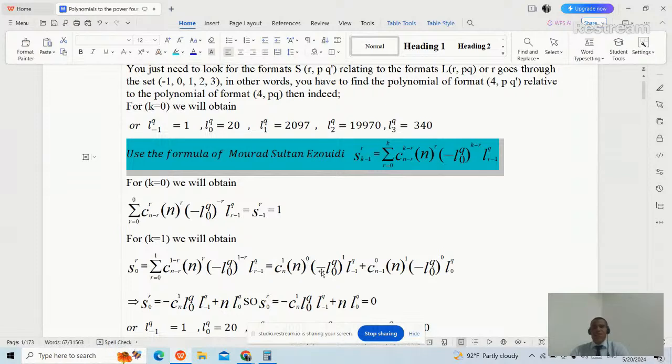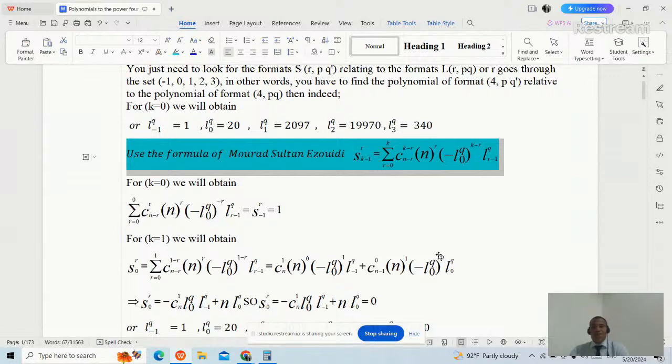This is 1 multiplied by minus L0 of order Q raised to the power 1 multiplied by L minus 1 of order Q, plus... now this is when R equals 0. Now when R equals 1, it will be n minus 1 choose 0, raised to the power 1, times minus L0 of order Q raised to the power 0, multiplied by L0 of order Q.